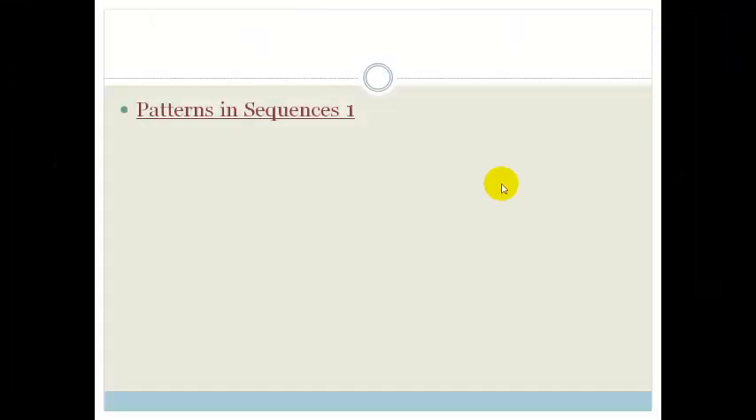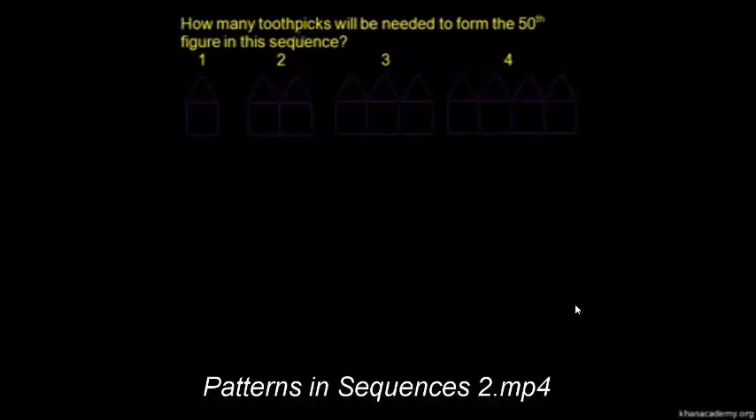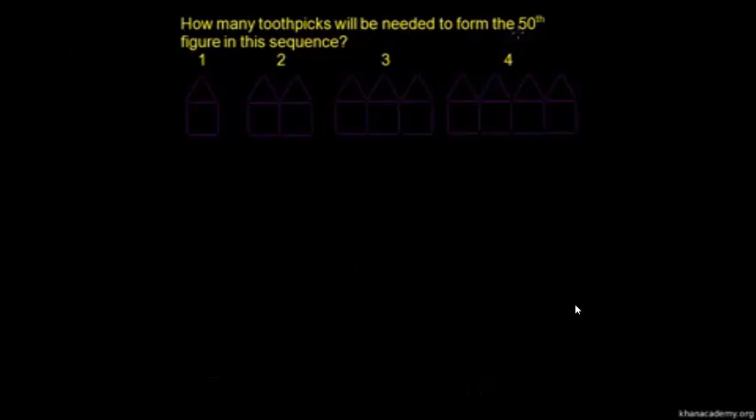Right, grade 10. So that was a very simple example of how you can see patterns in sequences. Let's look at another example, shall we? Our question asks us, how many toothpicks will be needed to form the 50th figure in this sequence? So let's look at this sequence. The first figure in our sequence, they look like little houses. How many toothpicks are here? We have 1, 2, 3, 4, 5, 6 toothpicks. So our first figure has 6 toothpicks.